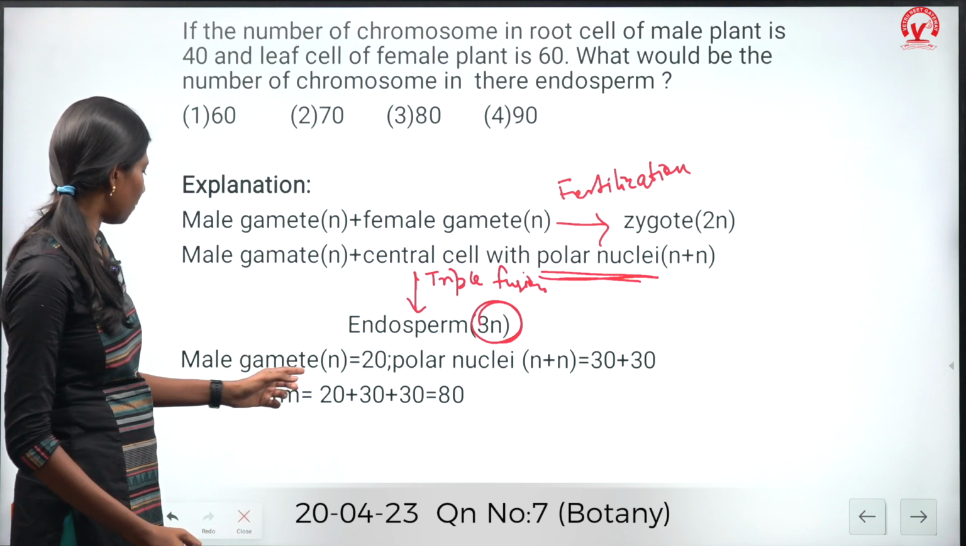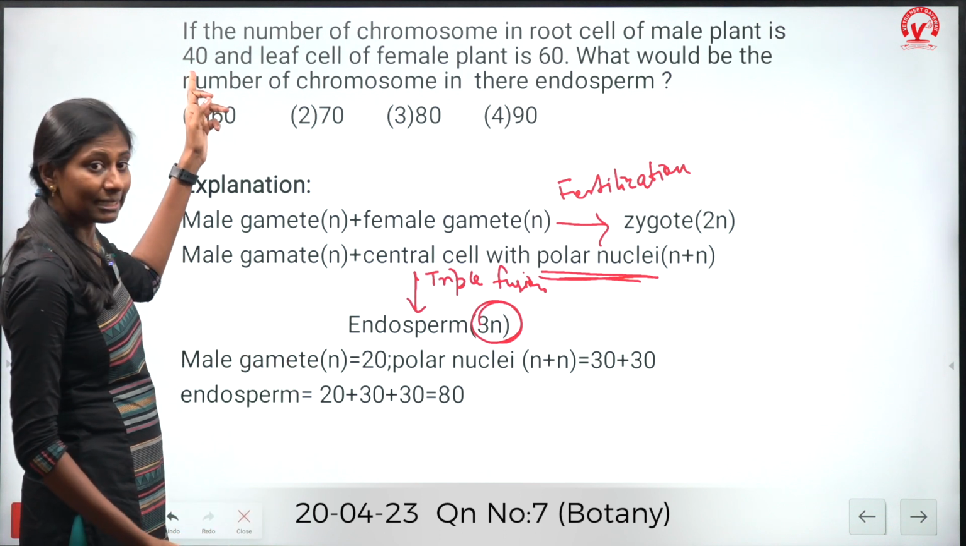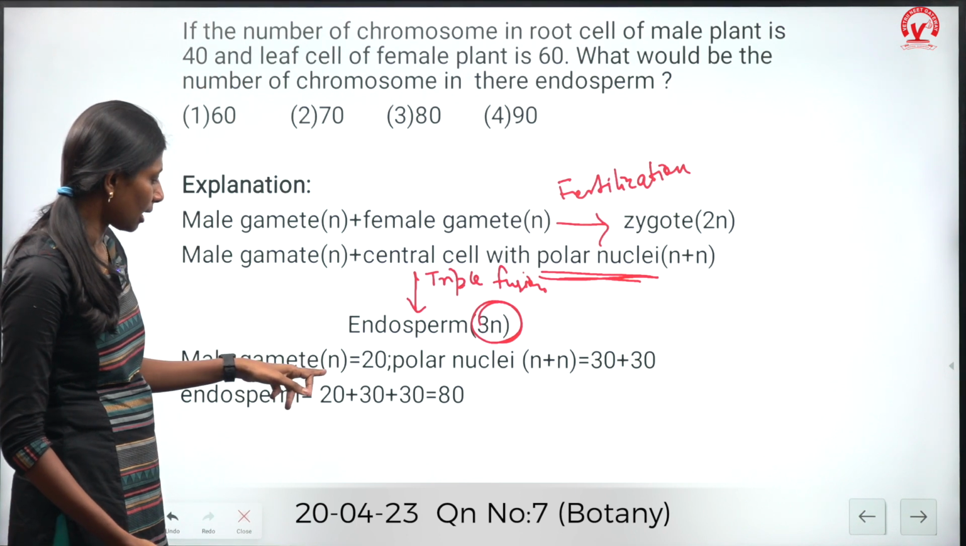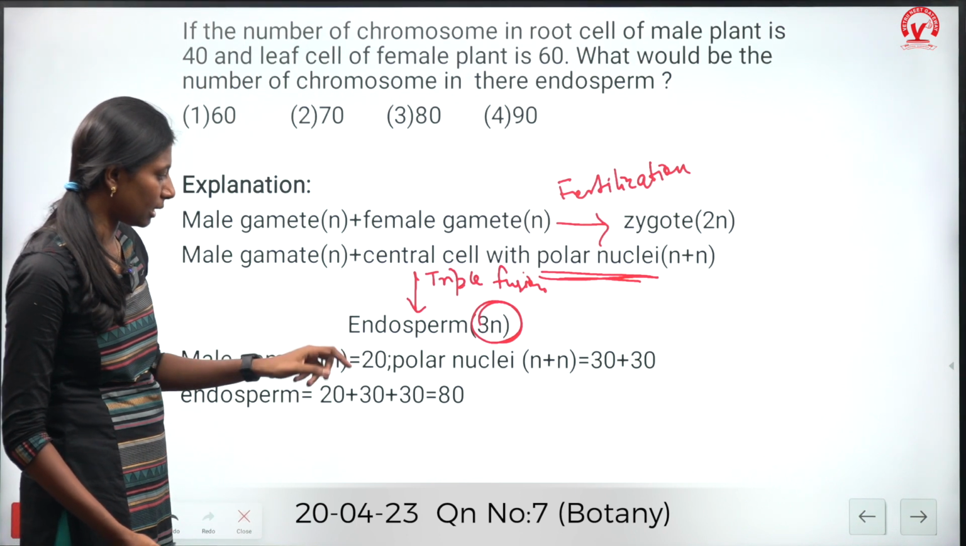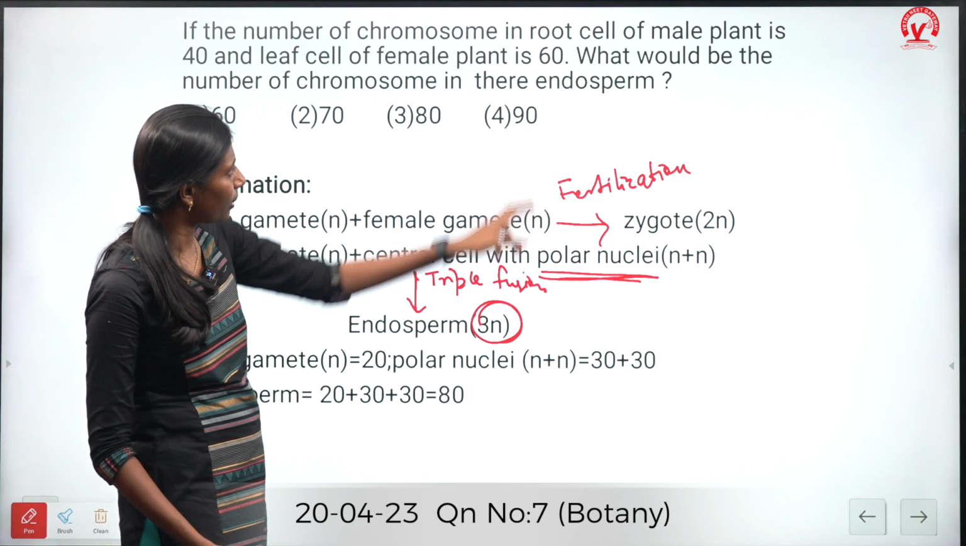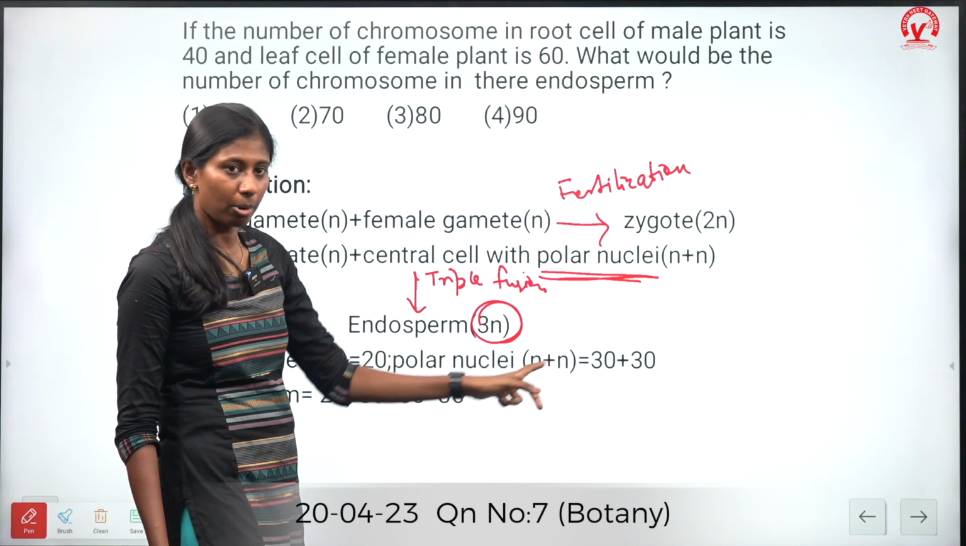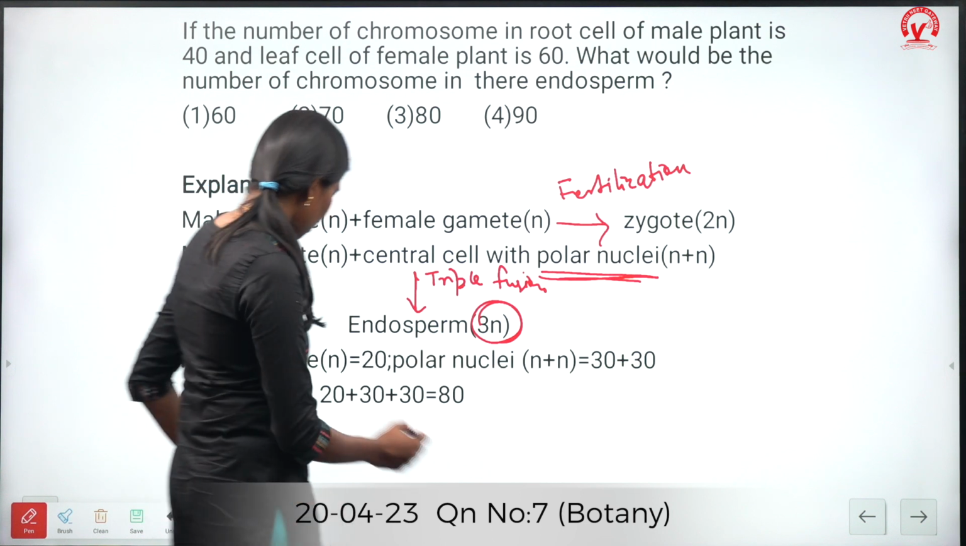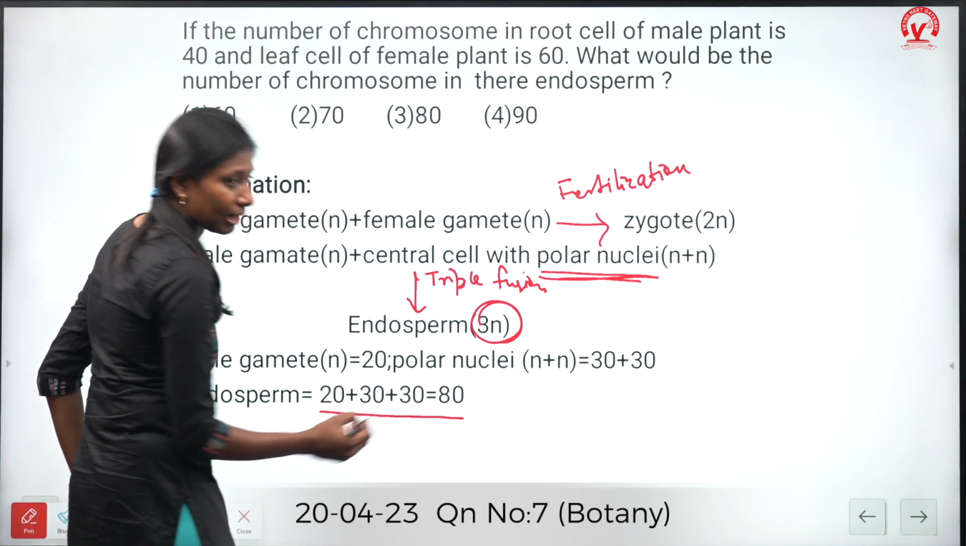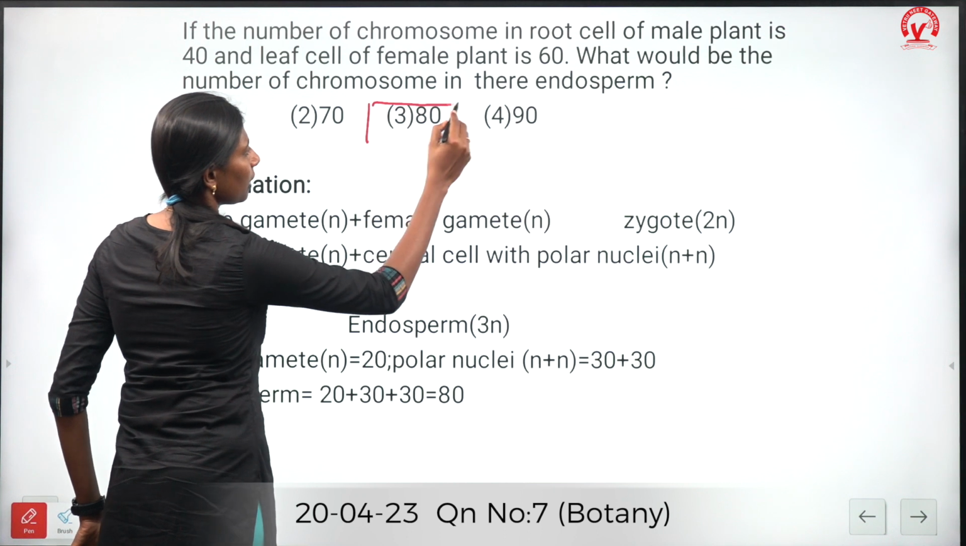The male gamete value is 40, that is diploid, but we have to know the haploid value, that is 20. Likewise, the polar nuclei value is diploid 60. Here 2 haploids, so 30 plus 30. When we add this, we get the answer of 80.